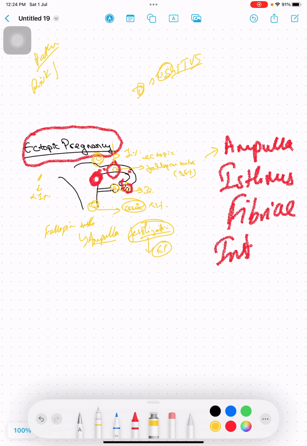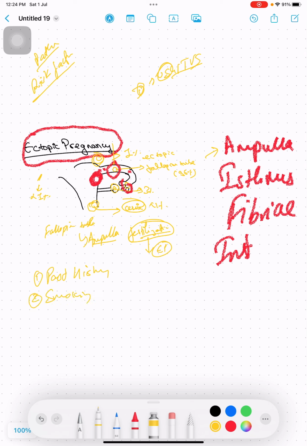So what are the risk factors for an implantation in the fallopian tube? There are different risk factors, but the most common one is past history. If there's a past history of ectopic pregnancy in a female, then she carries a higher chance of having implantation again at that particular site. Next one would be smoking.